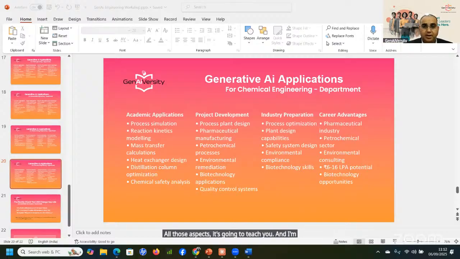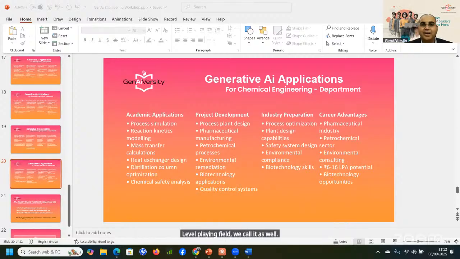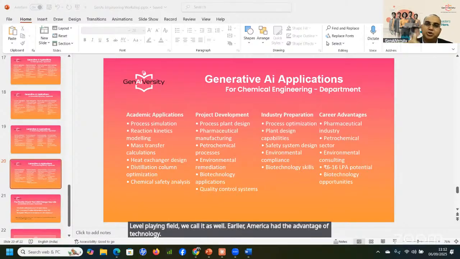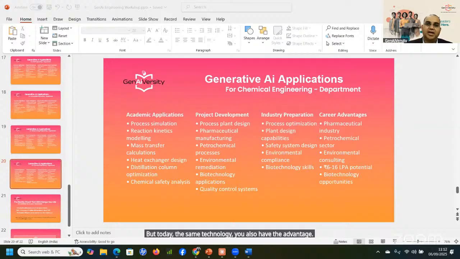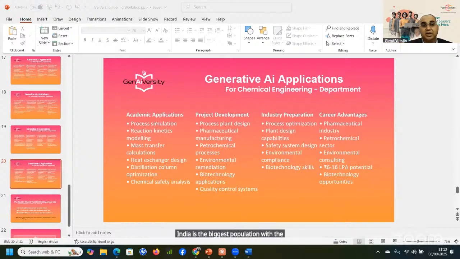And I'm sure, everybody, we want to see you successful. The world is waiting for you, and this is the right opportunity. Why? Because generative AI brought everybody in the world to an equal level playing field. Earlier, America had the advantage of technology, but today you also have the same technology advantage. The beauty is that among English-speaking countries after America, India has the biggest population, a young population with English speaking and a mathematical background. So the opportunity is going to be much bigger, and don't think that this is the end. This is not the end. This is the beginning. A great beginning. Opportunity is so big.